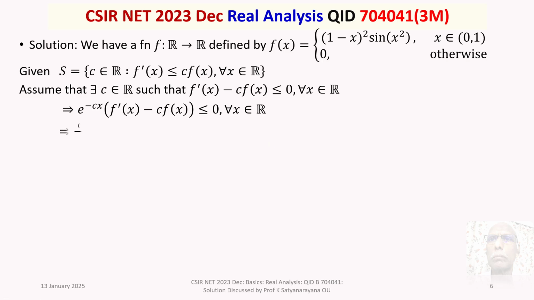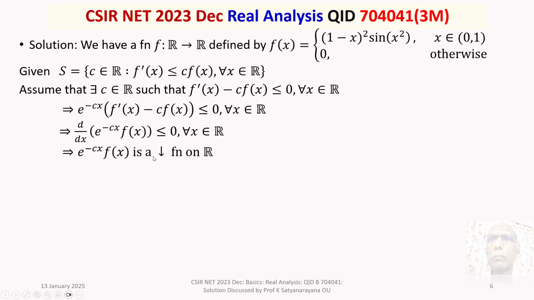Now this becomes a perfect differential. Then d by dx of e to the power of minus Cx into f of x is less than or equal to 0 for all x belongs to R. Now this says something like a function g of x whose derivative, that means g prime x, is less than or equal to 0 for all x belongs to R, which means g of x is a decreasing function. So e to the power of minus Cx into f of x is a decreasing function on R. When it is a decreasing function on R, it is also a decreasing function on the open interval 0 to 1.